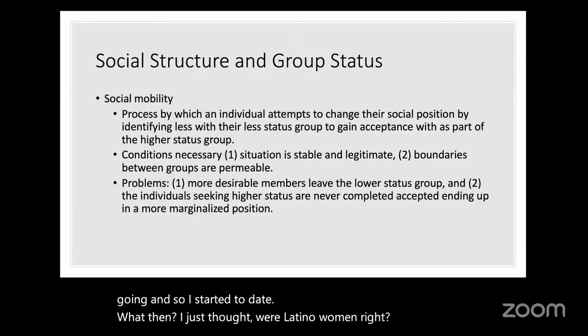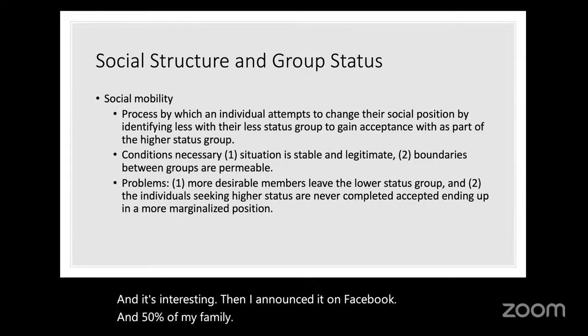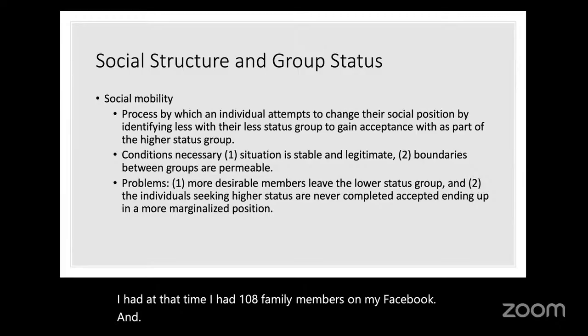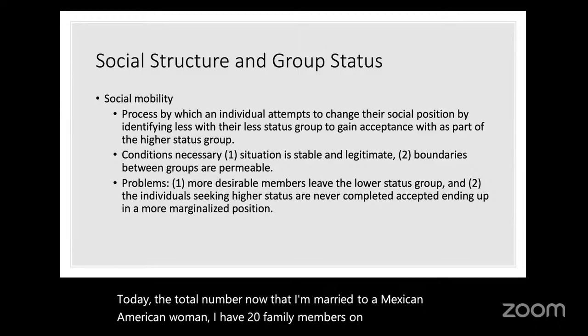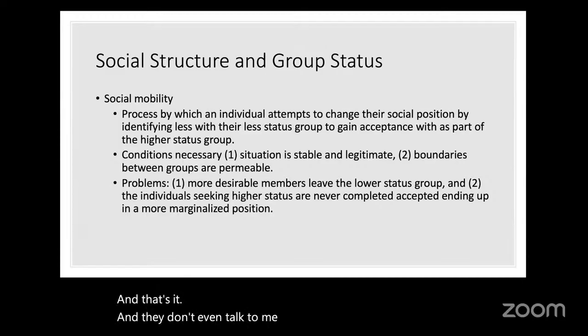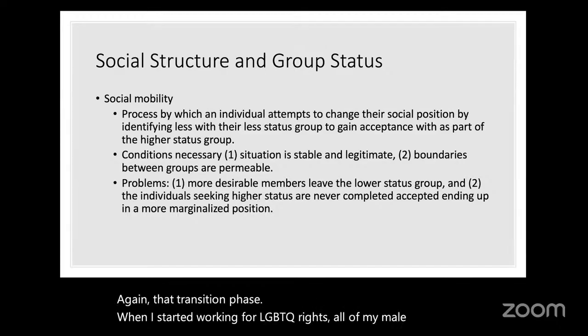And it's interesting. Then I announced it on Facebook, and 50% of my family, at that time, I had 108 family members on my Facebook, and 62 of them unfriended me. Today, now that I'm married to a Mexican American woman, I have 20 family members on my Facebook, and that's it. And they don't even talk to me. There's two that do. And so, again, that transition phase, when I started working for LGBTQ rights, all of my male friends disappeared, except one.